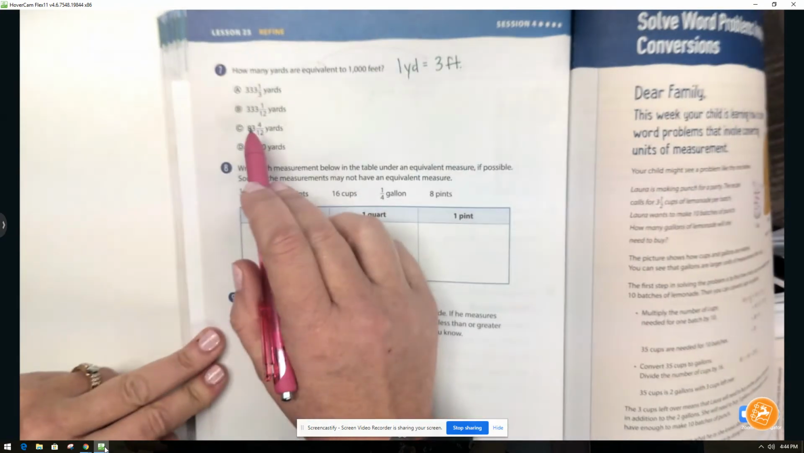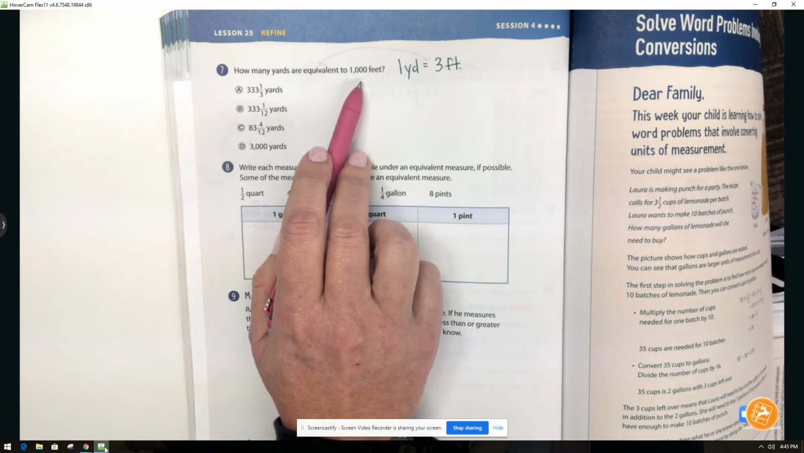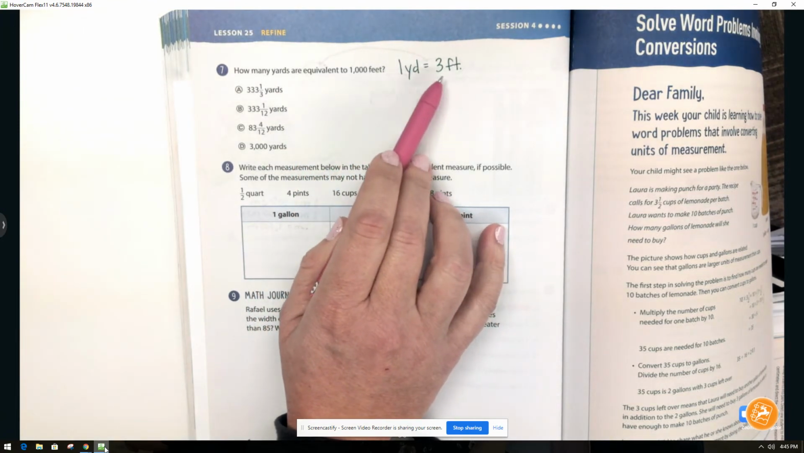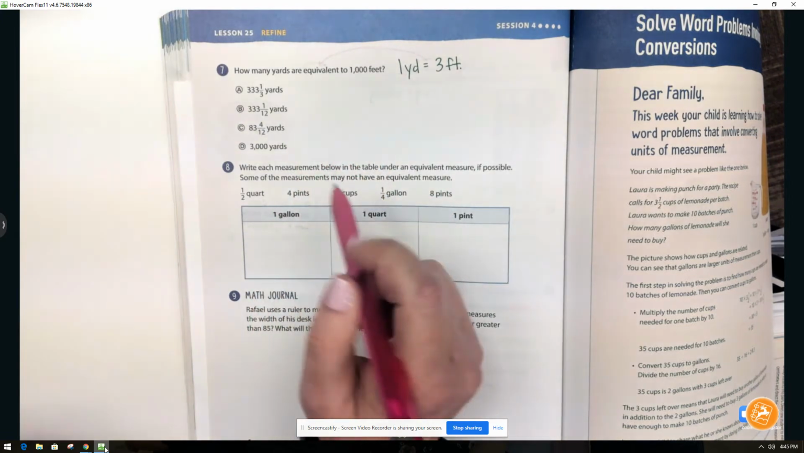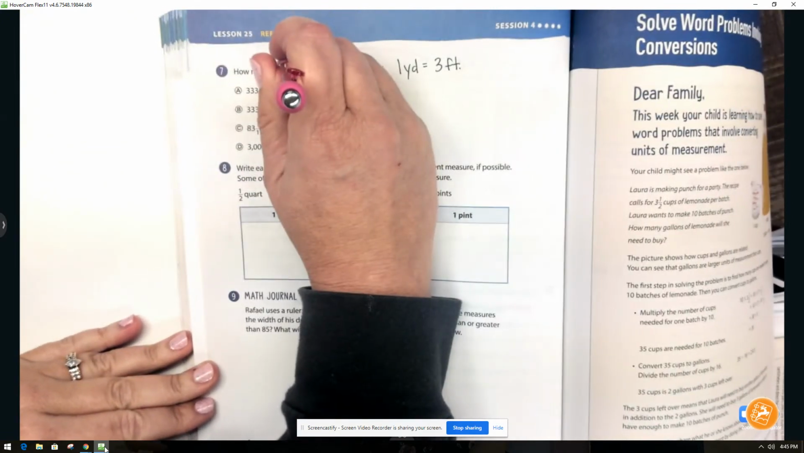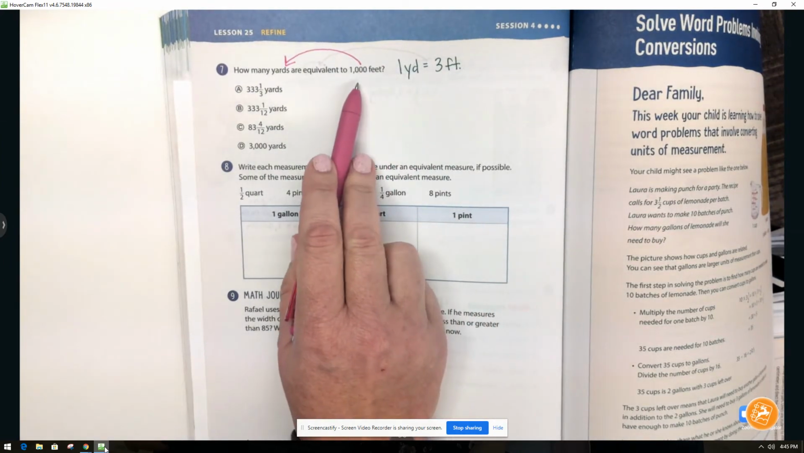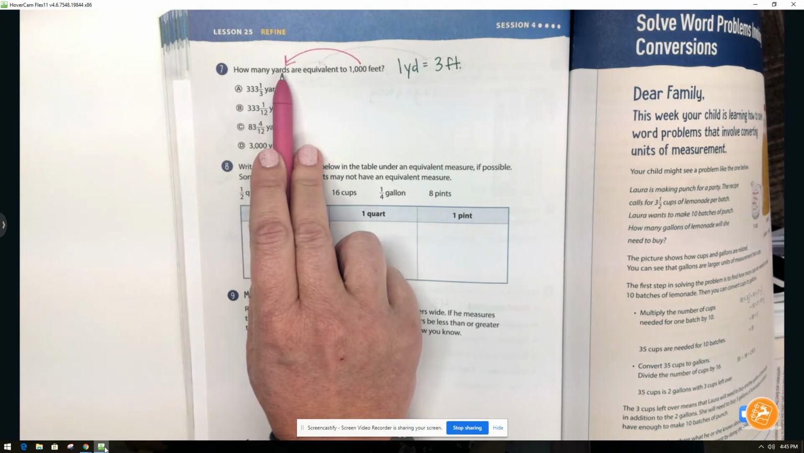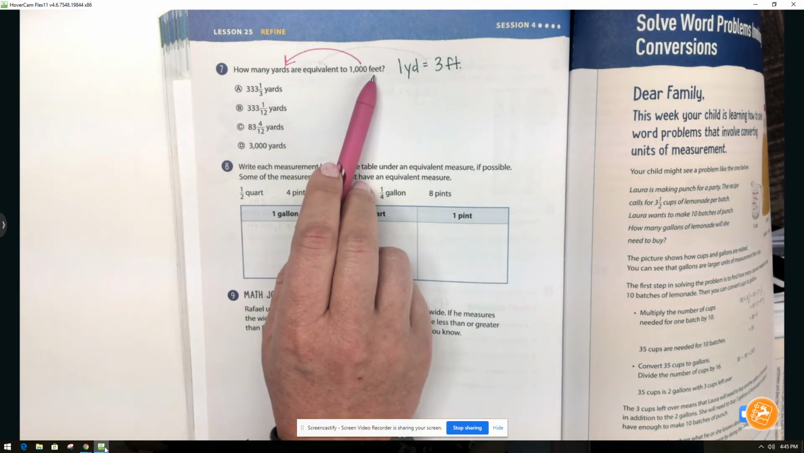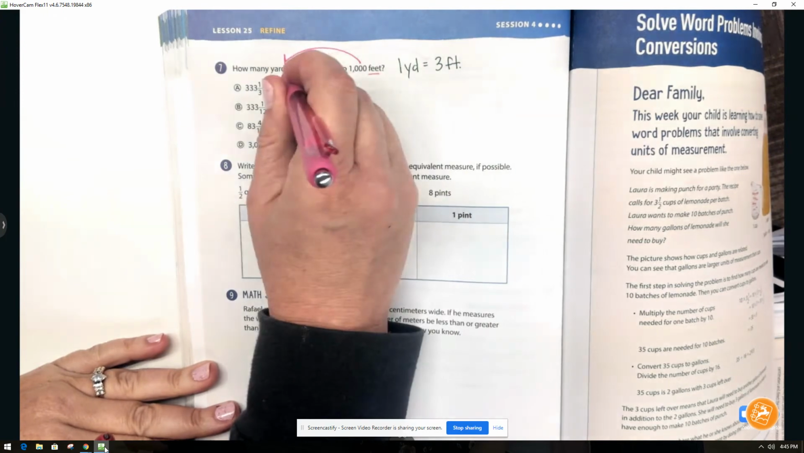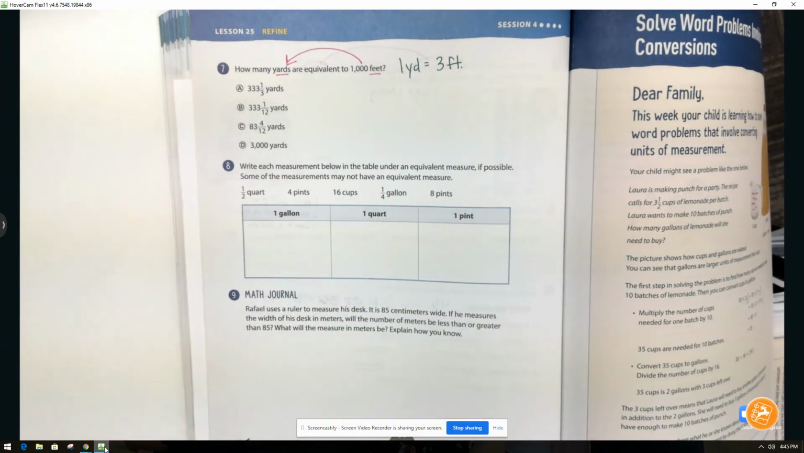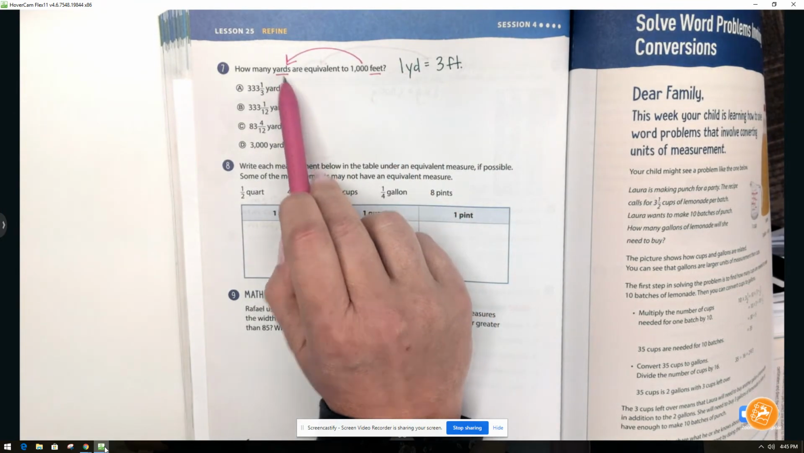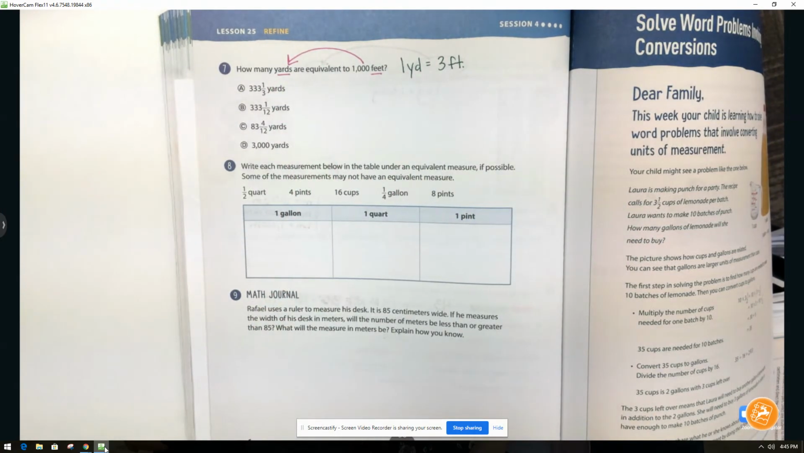Number 7 says, how many yards are equivalent to 1,000 feet? So remember that 1 yard is equal to 3 feet. So if I were you, remember you're converting from feet to yards. So what operation are you going to use to convert from feet to yards? Which is the larger unit? We're looking at just the unit, feet or yards. It looks to me like you're converting from a smaller unit to a larger unit. What operation will you use to do that?